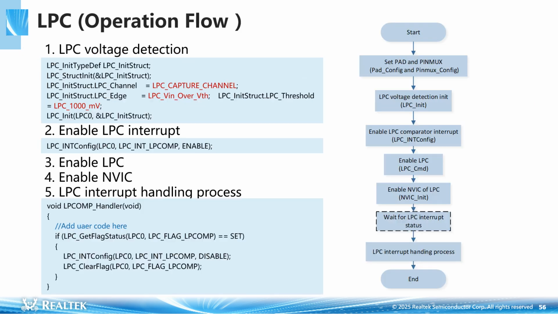The operation process of the LPC comparator function is as follows. Step 1. Configure PINMUX and pad. Step 2. Initialize LPC based on the set parameters. Set the LPC input channel. Set the trigger edge condition. Set the voltage threshold. Step 3. Enable the LPC comparator interrupt. Step 4. Enable LPC. Step 5. Enable NVIC. Step 6. When the voltage meets the trigger condition, it will enter the LPC interrupt handling process.